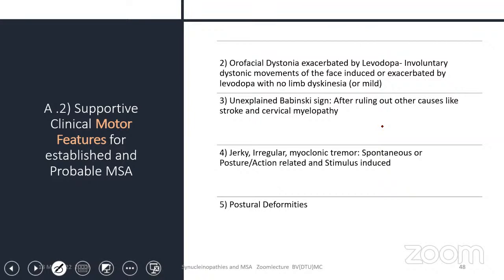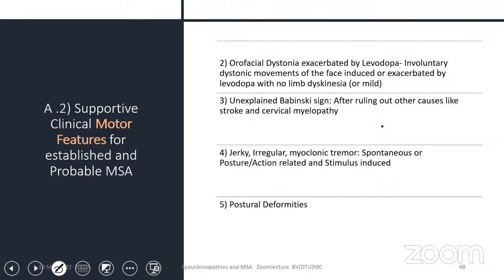And when you rule out causes like stroke and cervical myelopathy, an individual has an unexplained Babinski sign, that's also a supportive motor feature. Another important thing is a jerky, irregular myoclonic tremor. This is polymini-myoclonus. It can be spontaneous or posture or action related, or it can also be induced by putting a small pin over the thenar eminence. There will be a mild, irregular myoclonic tremor. Normal tremor is rhythmic. Here, this is arrhythmic.